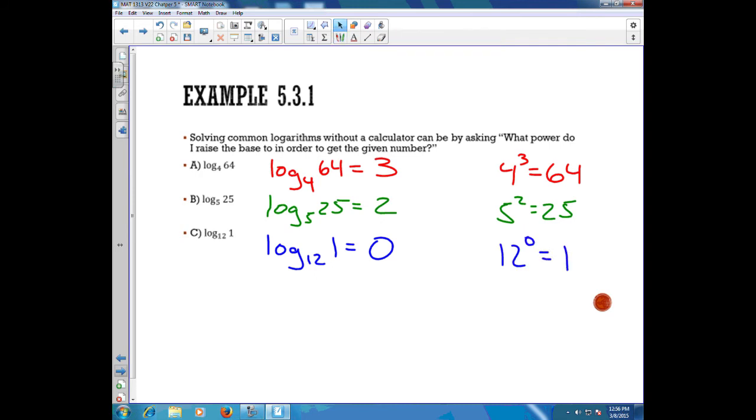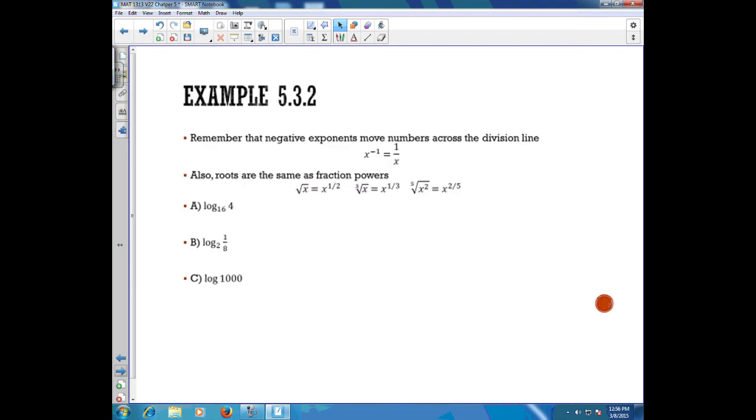Let's try some more. So remember that negative exponents can be moved across the division line, right? So x to the minus 1 is the same thing as 1 over x. Also, roots are the same as fraction powers. So a square root is just x to the 1/2. The cube root is x to the 1/3. Right? The fifth root of x squared is x to the 2/5.